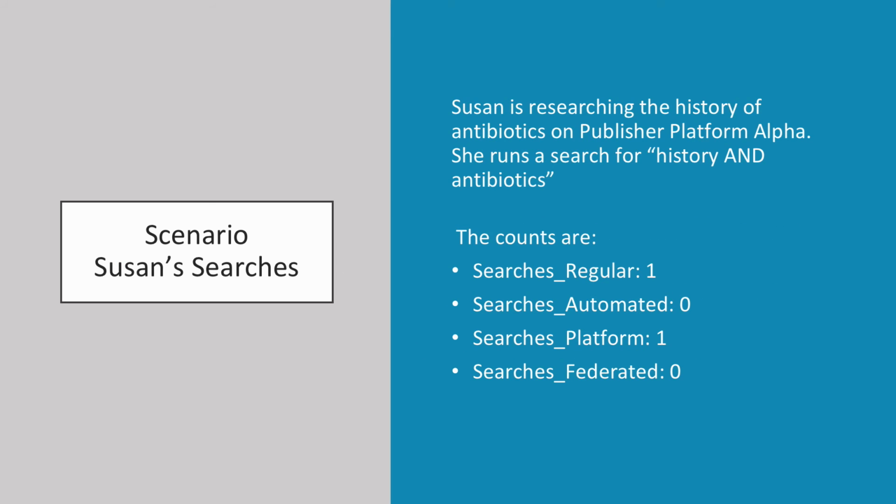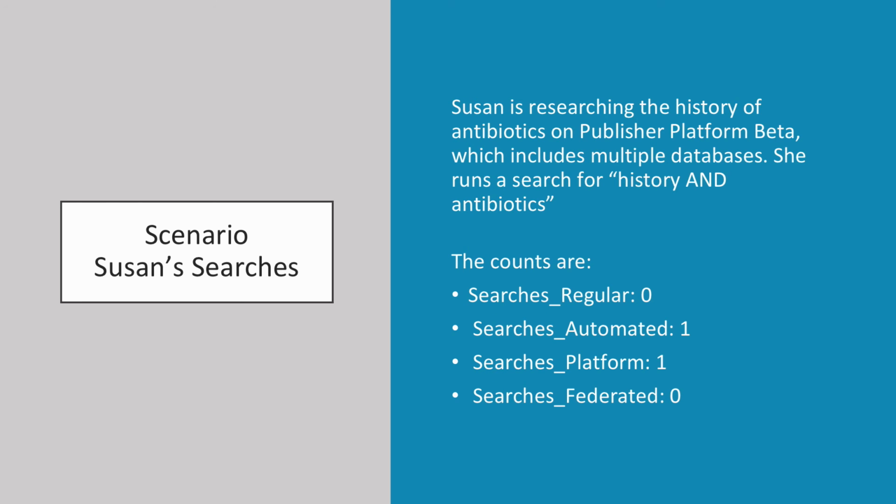Going back to our researcher, Susan, she's looking at the history of antibiotics, and Publisher Platform Alpha only has one database. Susan runs a search for history and antibiotics. The counts are 1 for search is regular, 1 for search is platform, and 0 for search is automated or search is federated. For a database like this, the cost per use calculation may be related to searches rather than full-text downloads.